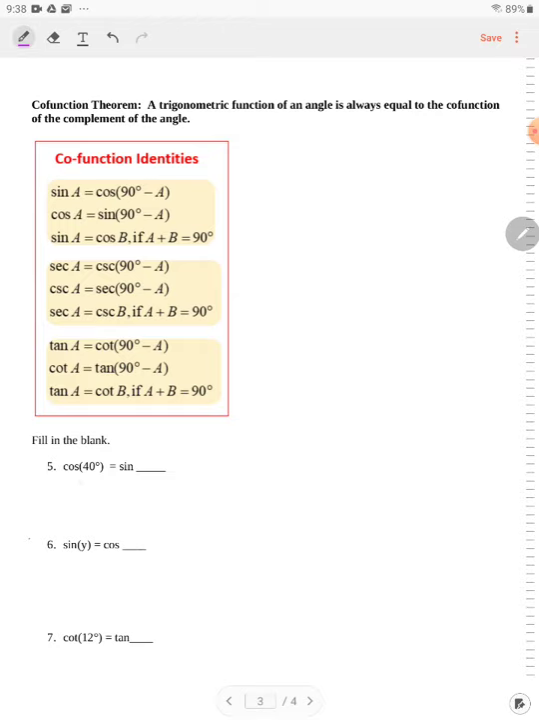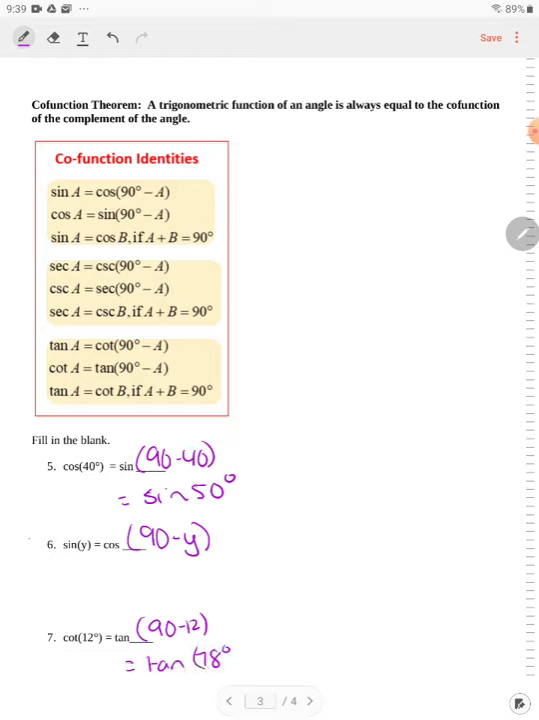So cosine of 40 is equal to sine of 90 minus 40. 90 minus 40 is 50 degrees. So the cosine of 40 is equal to the sine of 50. Sine of y is equal to cosine of 90 minus y, because sine and cosine are cofunctions. Okay, cotangent and tangent are cofunctions. So cotangent of 12 is tangent of 90 minus 12, which is tangent of 78 degrees.